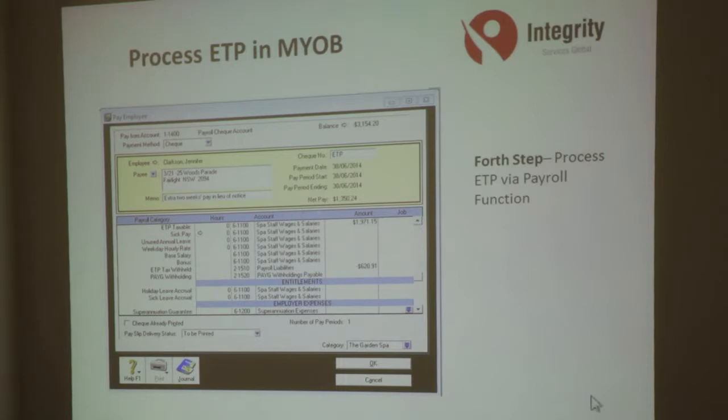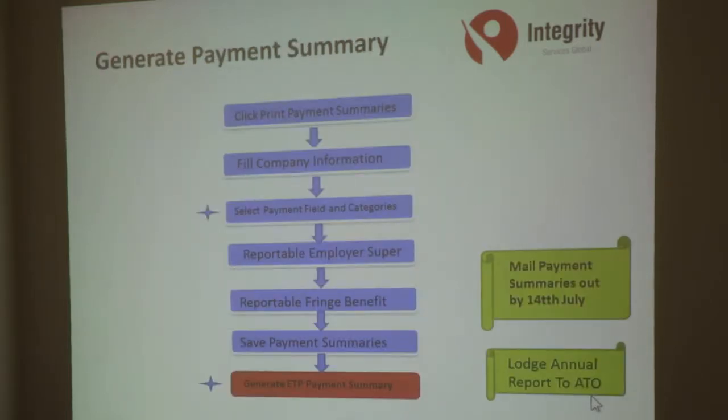So the next part is generate payment summaries. I talk about the procedure first, and then we do a lab example. Before that, we do payroll reconcile first, but that part we don't talk about today. Under payroll functions, there's a button called print payment summaries. We click this one first, and then we enter the whole process of payment summaries.